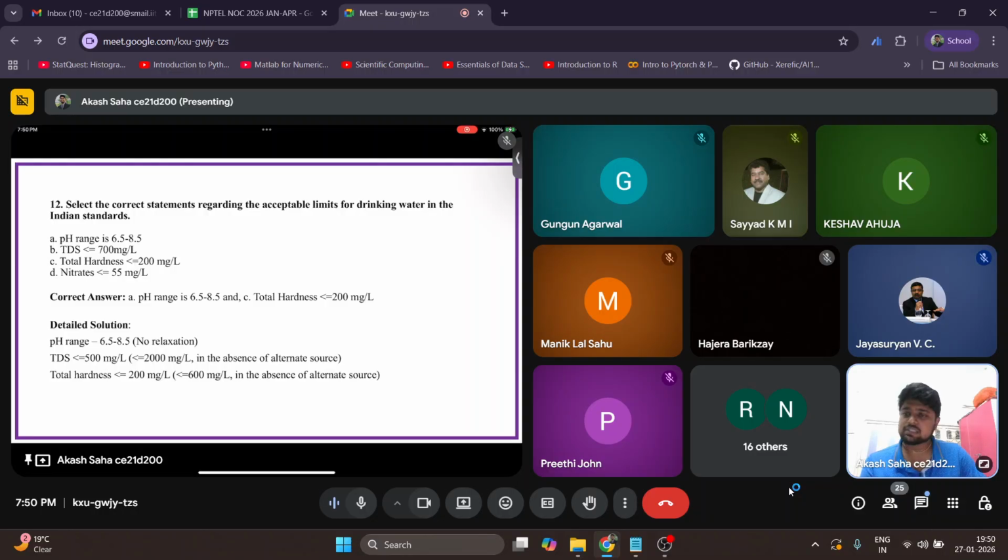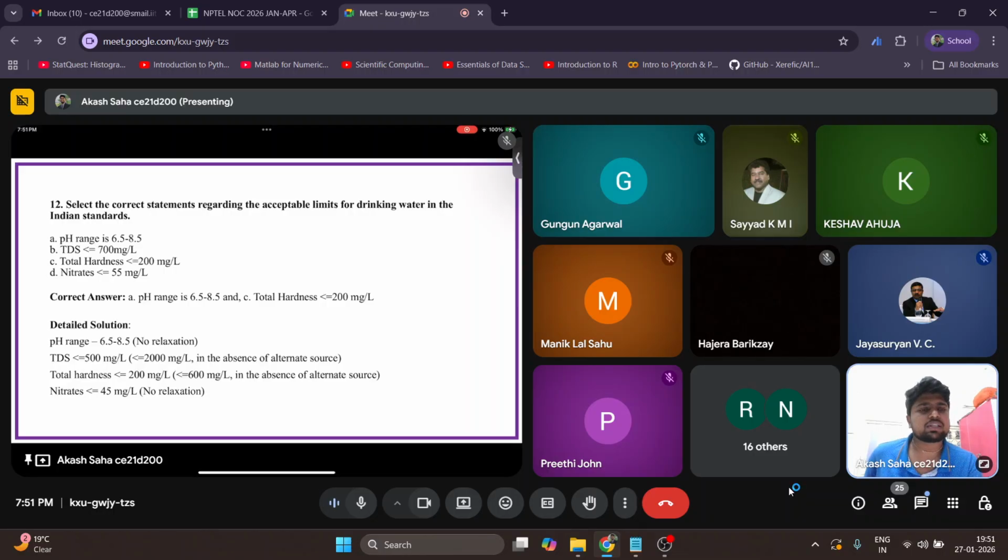Hardness should be less than 200 milligram per liter, as you already pointed out, but in the absence of any alternate source, it should be less than 600 milligram per liter. Nitrates should be less than or equal to 45 milligram per liter, and there is no relaxation for any alternate source. Okay, so these are the cases. Apart from this, there are around 80 plus other drinking water parameters which you have to be careful about in the Indian standards.